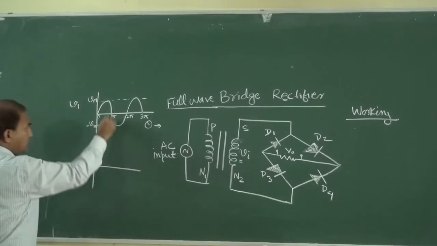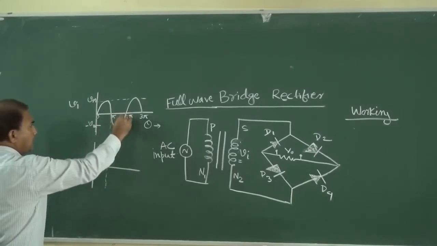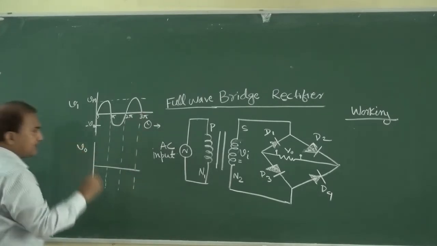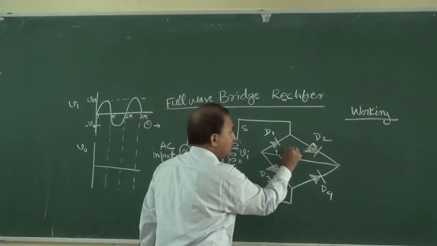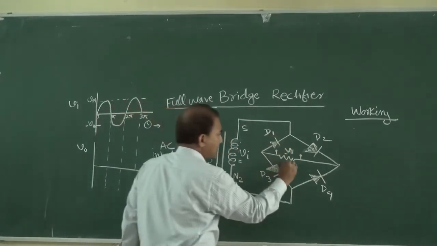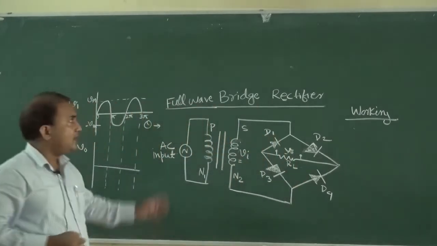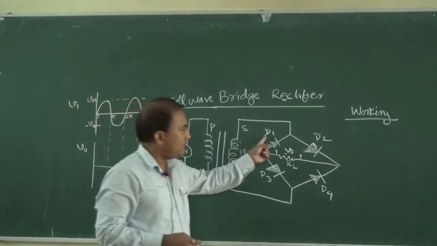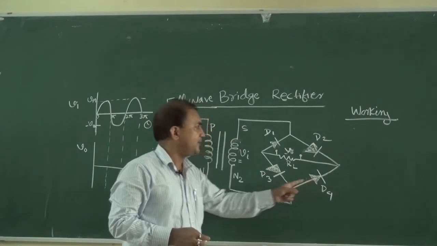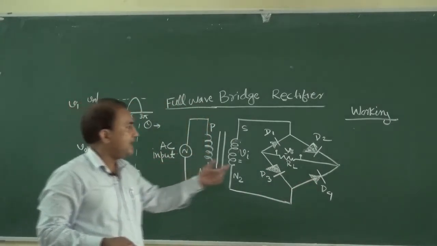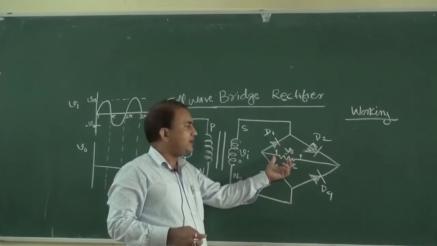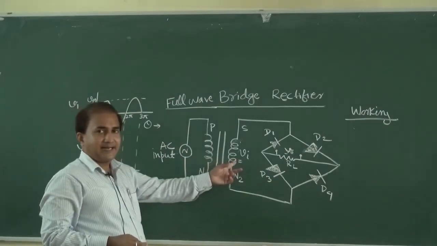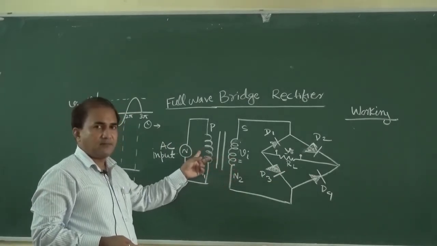We have to see the output voltage, V out, across RL. RL is the load resistor. So in the full wave bridge rectifier circuit we are using 4 diodes D1, D2, D3 and D4. These are the 4 diodes that are used and one load resistor is used, represented by RL. This is the secondary side of the transformer and this is the primary side of the transformer.